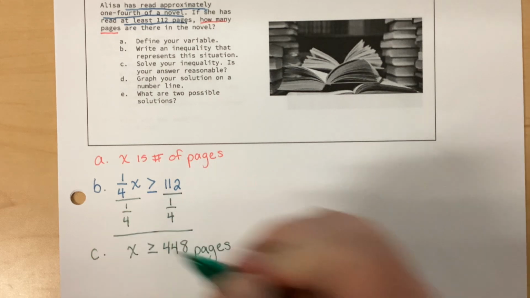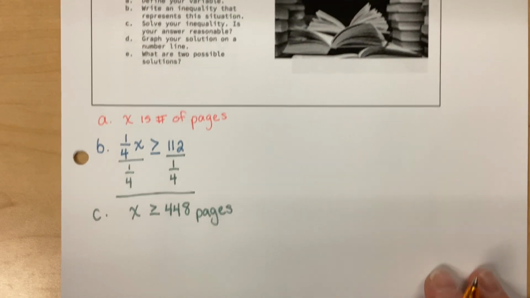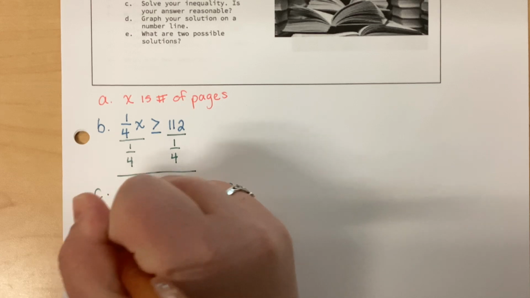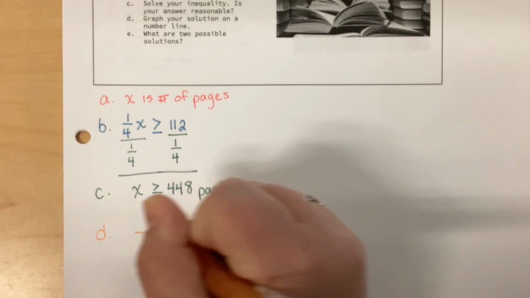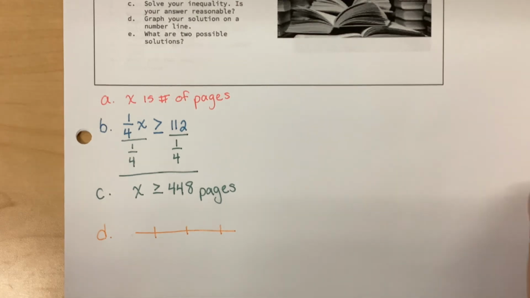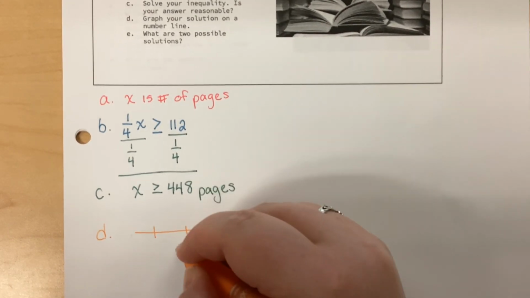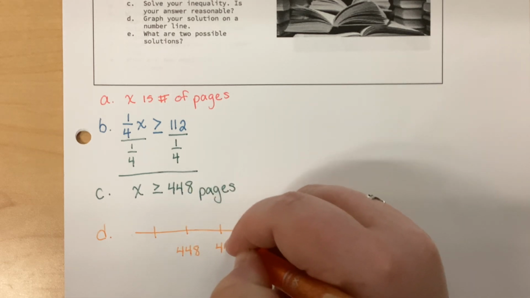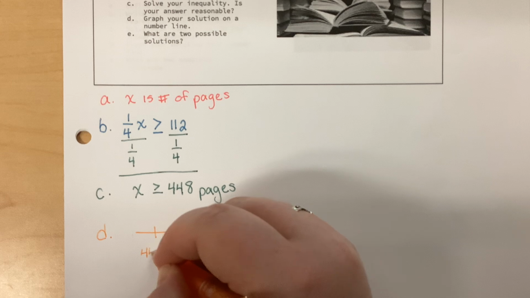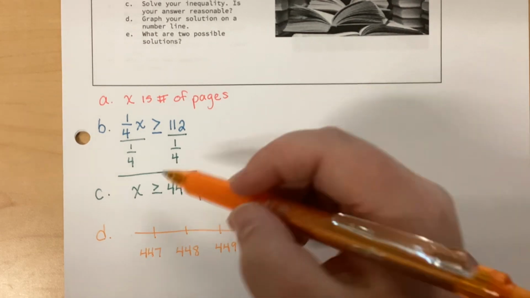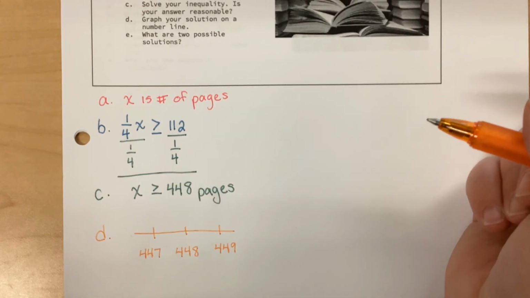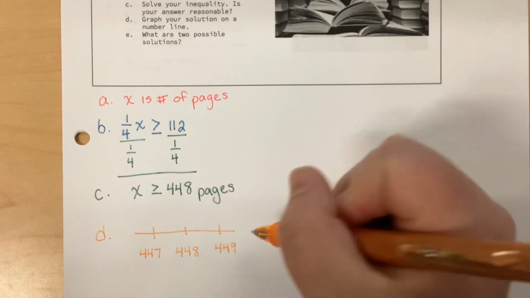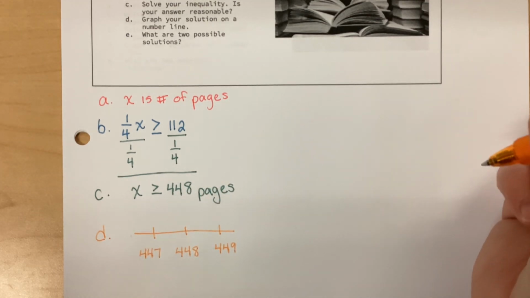Part D says graph your solution on a number line. That's also very similar to when we were graphing solutions to equations, except for the actual act of graphing. So I know that 448 needs to be on here, and then I need two numbers on either side. I'll do 449 on the right and 447 on the left. Now, this symbol is going to help me decide not only where the dot goes, but we also have to think about what other numbers of pages satisfy this inequality.